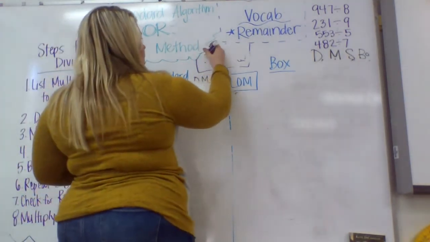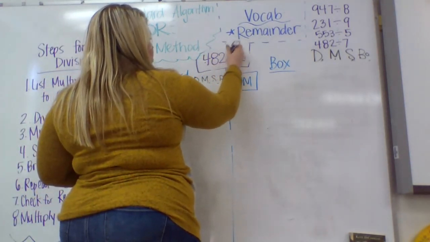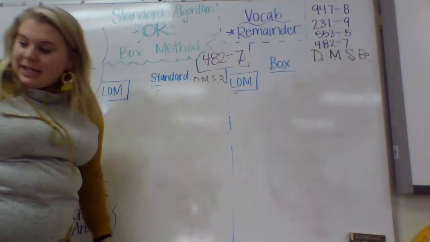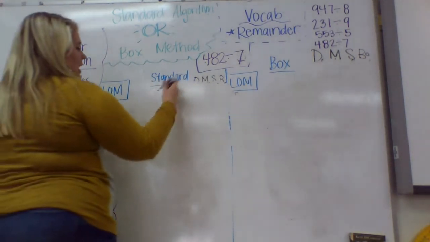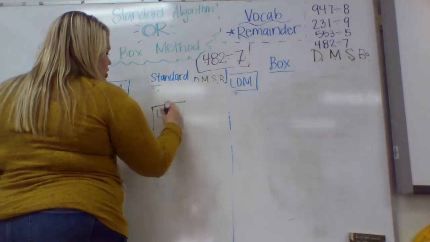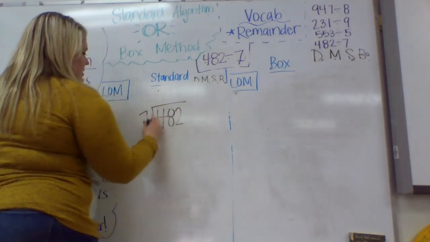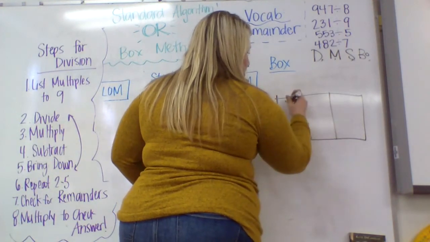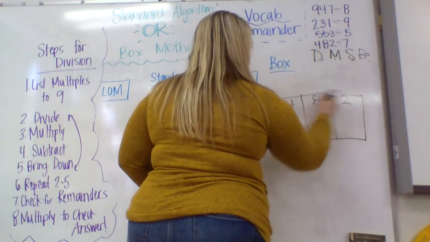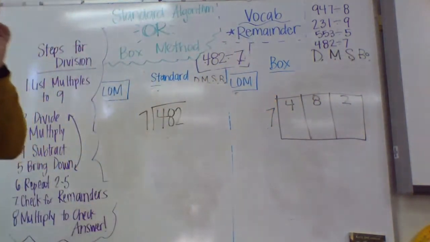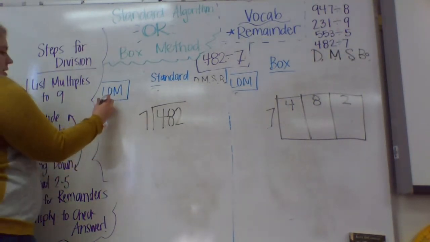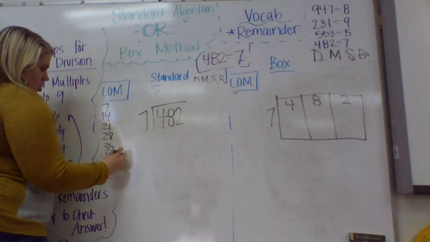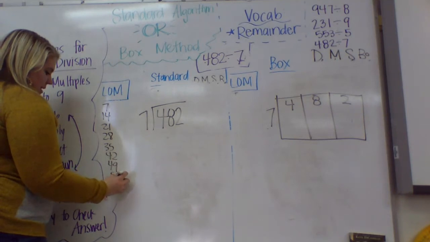It is 482 divided by 7. So go ahead and pause the video, get your answer, whichever strategy you would like to use for 482 divided by 7. And then when you are ready, press play and check yourself. Okay, so I'm going to list my multiples of 7. 7, 14, 21, 28, 35, 42, 49, 56, 63.